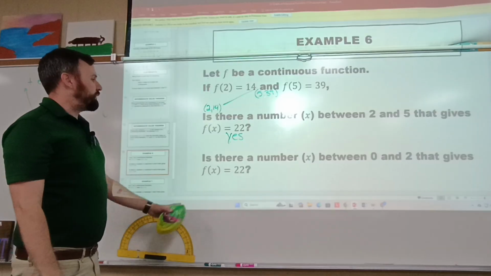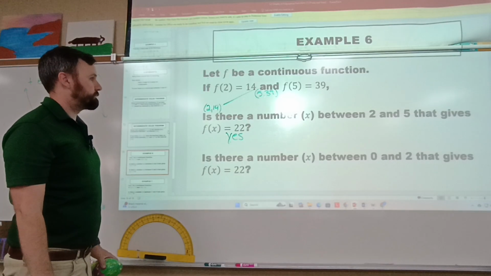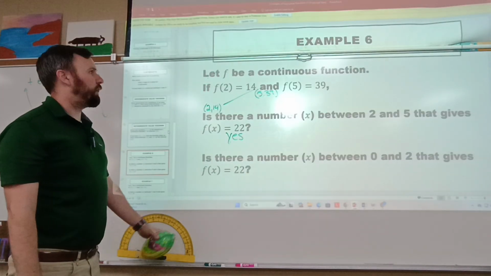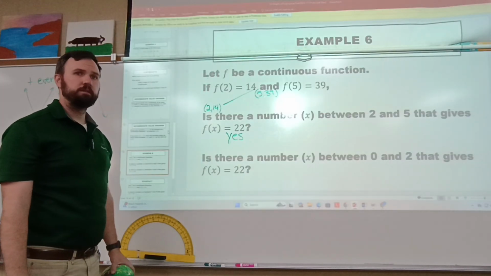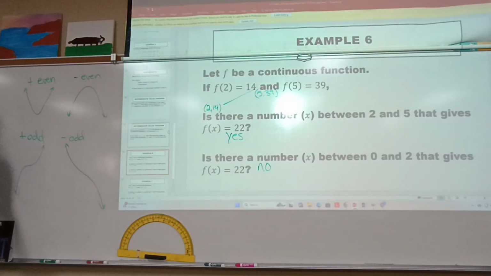Now, is there a number between 0 and 2 that gives you 22? Do I know what f of 0 is? So no, I can't. Can I make a conclusion about something if I don't know about the upper and lower end? No.